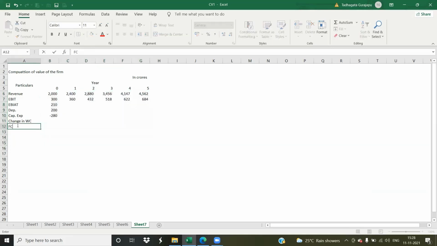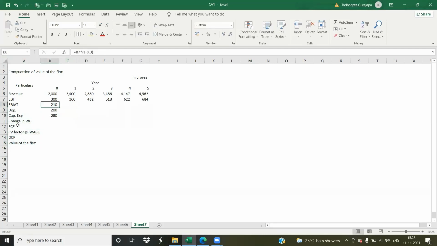Then here it is future cash flow. Then it is PV factor at WACC. Then it is DCF. Then it is value of the firm. So even if you check the third question, this is the same format that we used earlier.